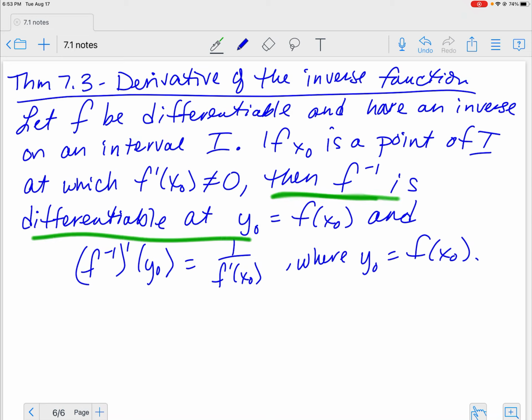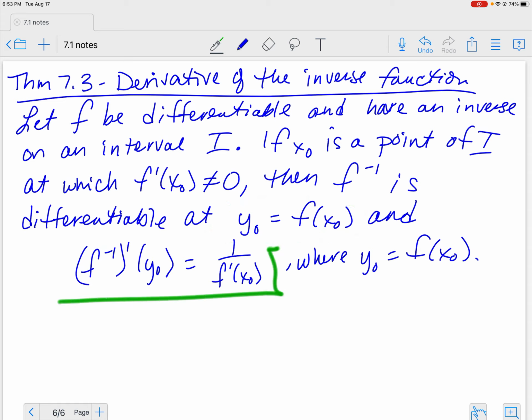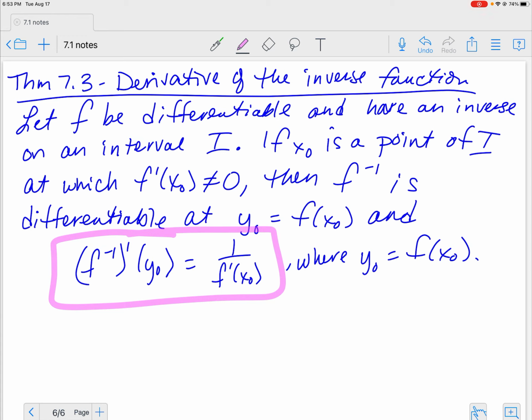Then my inverse is differentiable at, this is just a coordinate point. f of x equals y. This is the coordinate point of x, y. It's just written in terms of function notation. And it's written in terms of function notation because this, ladies and gentlemen, is what you need to know. This is the derivative of an inverse.